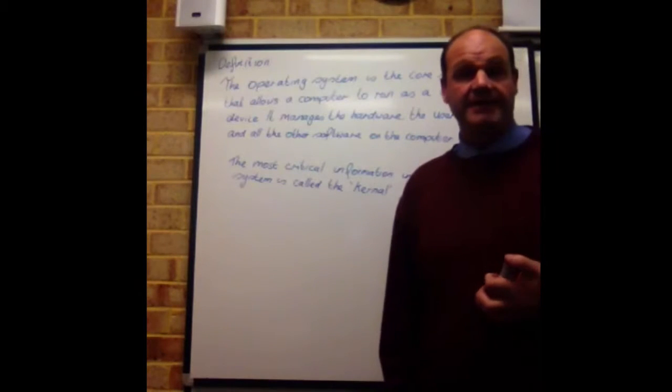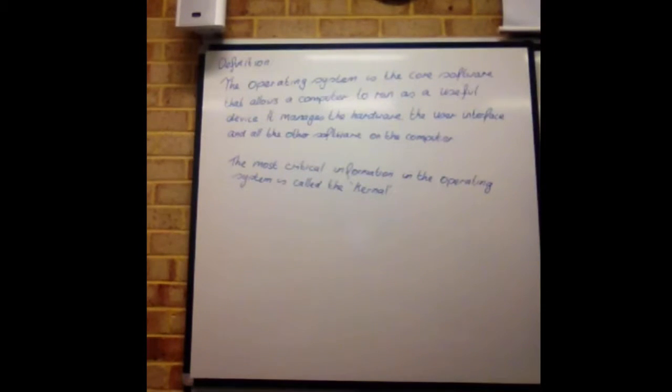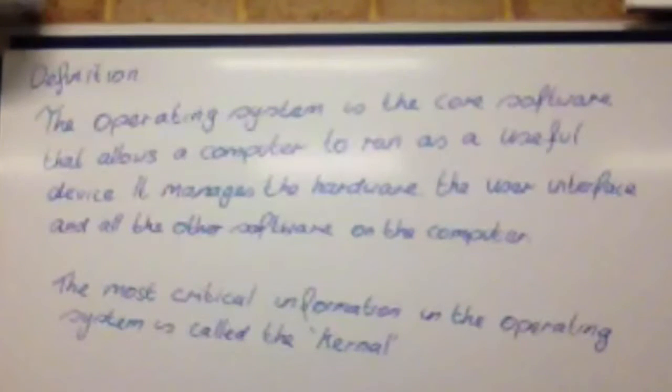So here is a definition that you're going to need to know. Let's have a look at it. The operating system is the core software that allows a computer to run as a useful device. It manages the hardware, the user interface, and all the other software on the computer. The most critical information in the operating system is called the kernel.